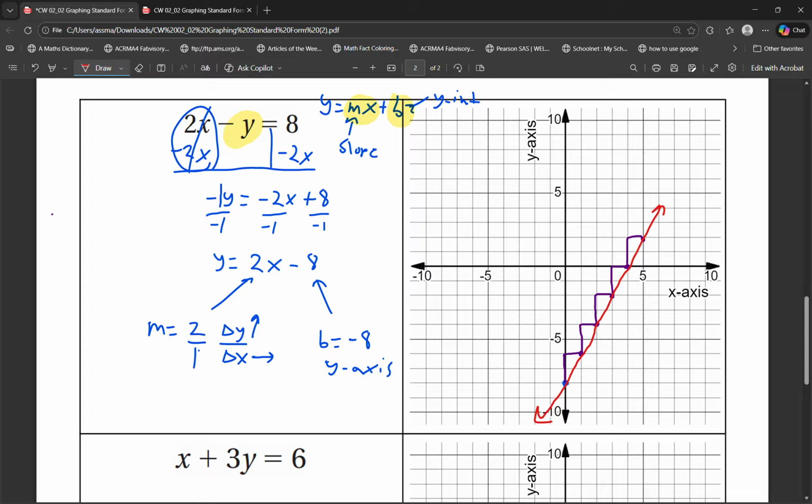Okay, and that's how you would graph it using the slope-intercept format if you don't like to use the intercepts to help you graph it.